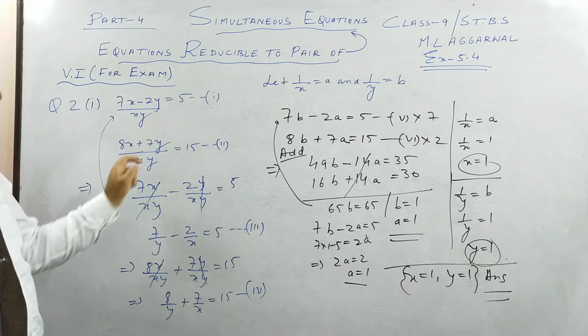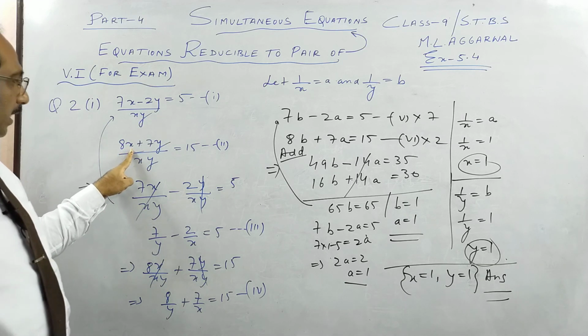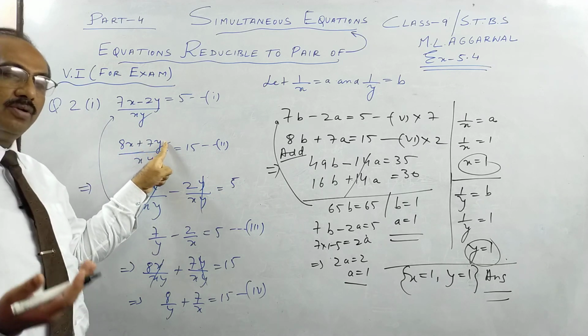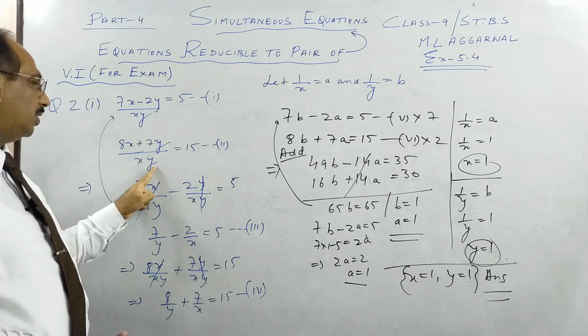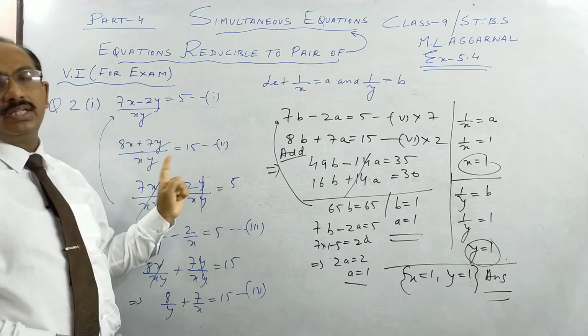So 5 by 1 is 5. And here 8 into 1 is 8 plus 7 into 1. This is what we call verification, checking the answer. 15 by x into y, 1 into 1 is 1.